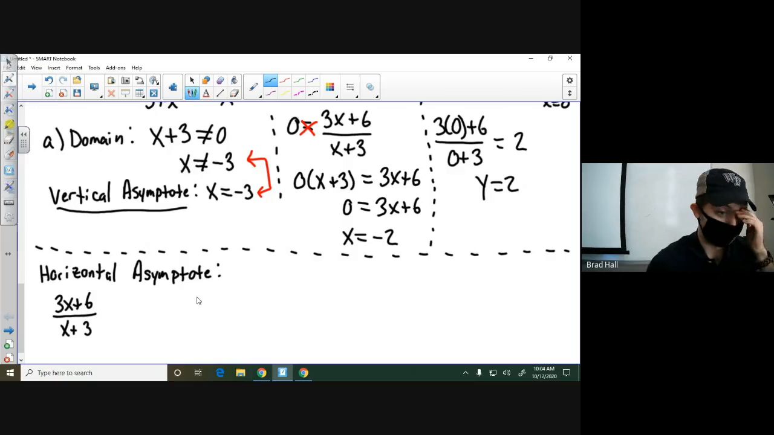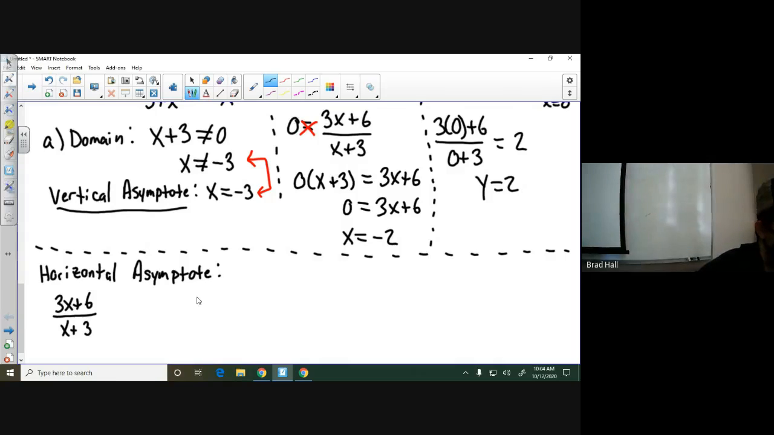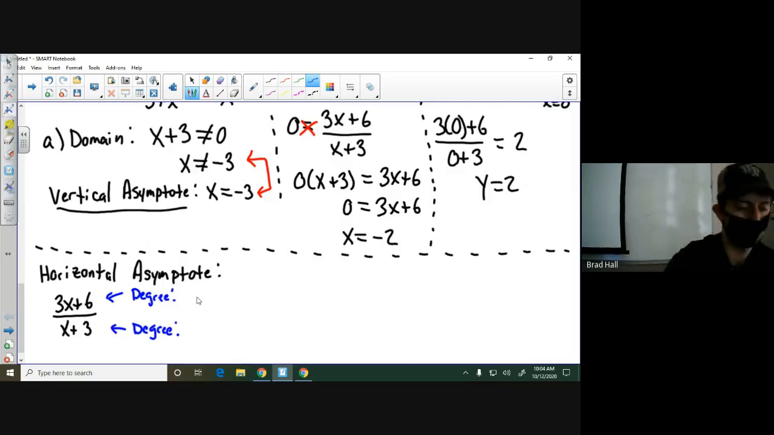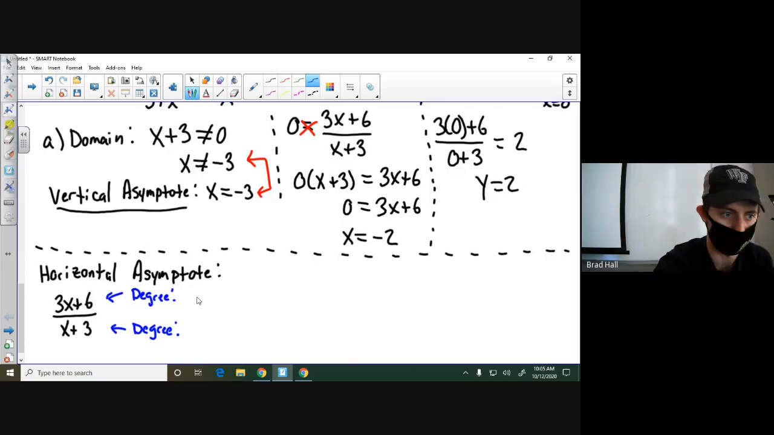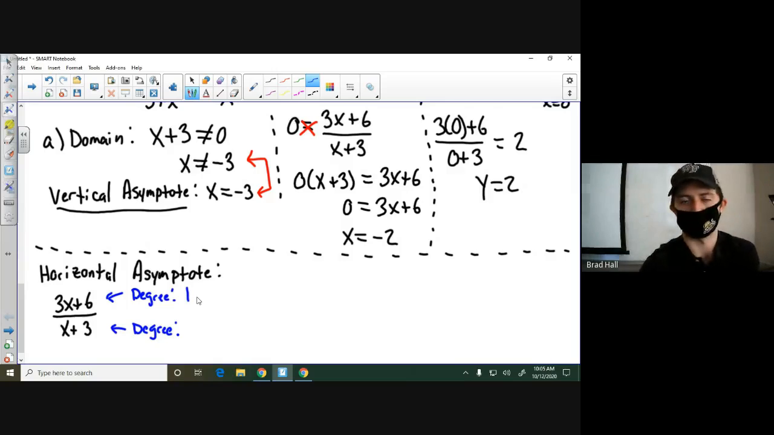And so here we need to figure out the degree of both the numerator and the denominator separately, as if they were their own polynomial functions. Now remember, the degree is the exponent of the highest term after we put it in standard form. Hence why this form is important. The degree of the numerator is 1 because the exponent of x is 1. Same with the denominator.